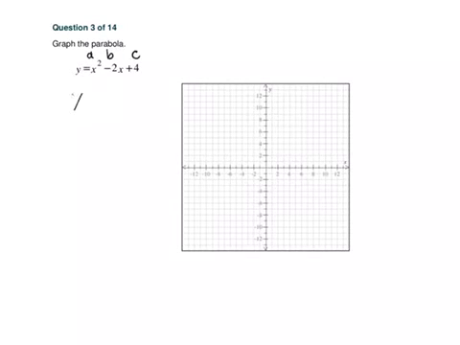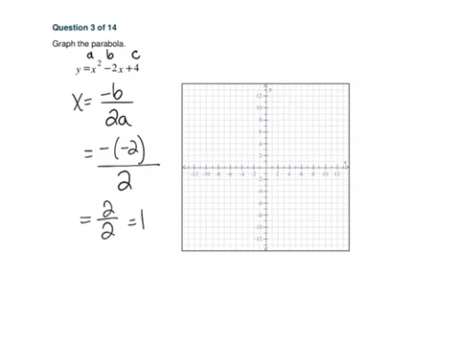In this one, we have to use the equation x equals negative b over 2a in order to find the x. So in this one, we have negative, and our b is negative 2, so I'm going to put parentheses there, divided by 2 times a is 1, so it's just 2. So we have positive 2 divided by 2, which is 1. So far, our vertex is 1, comma, and I don't know what the y is. I need to figure that out.